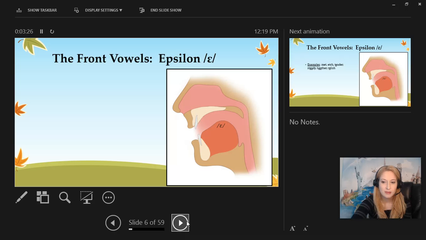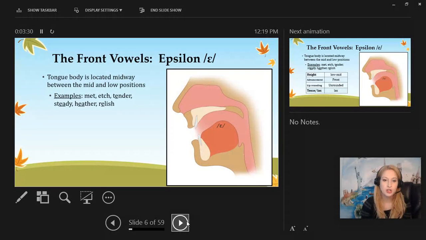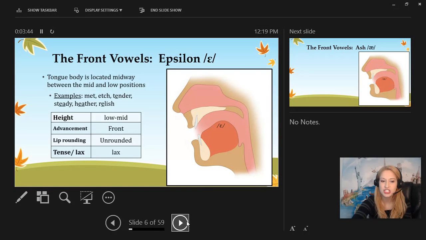Next we have the epsilon. The tongue body is located midway between the mid and low positions. Some examples are met, the sound, etch, tender, steady, heather, relish. Like I said before, the tongue height is low mid, front, it's unrounded, and it is a lax vowel.